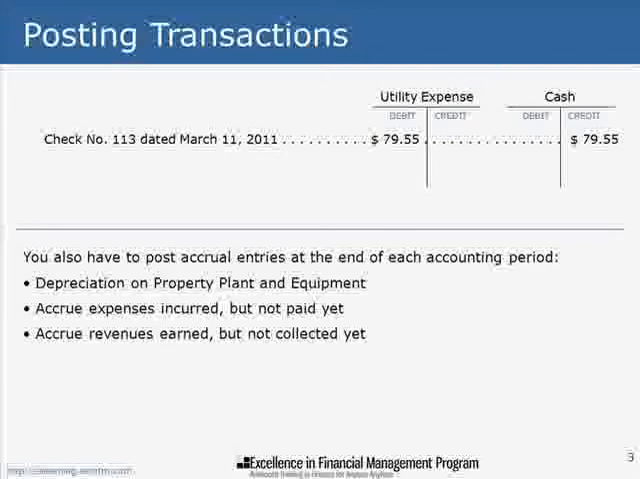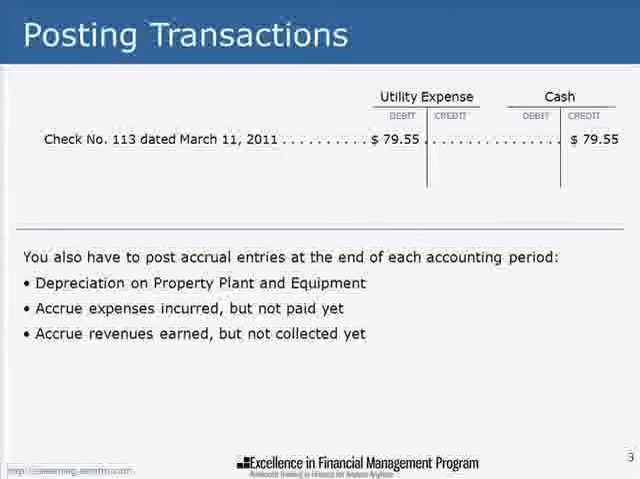$79.55. That entry is going to go to 2 general ledger accounts. We debit utility expense, that increases the utility expense, and we paid out cash. We credit the cash account. Most transactions are cash basis transactions, but at the end of the accounting period you're also going to make accrual entries, because for financial reporting purposes you must do accrual basis accounting, not cash basis accounting.